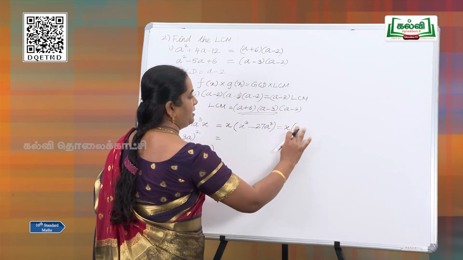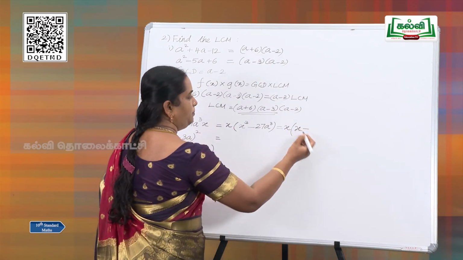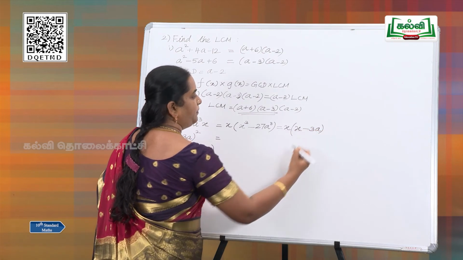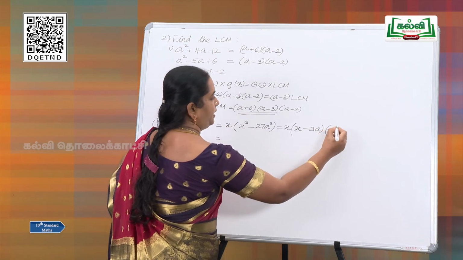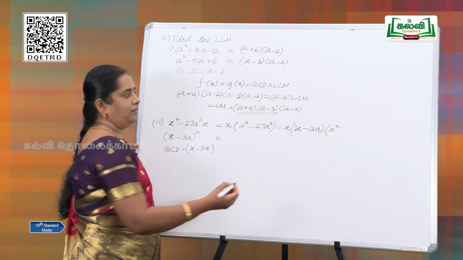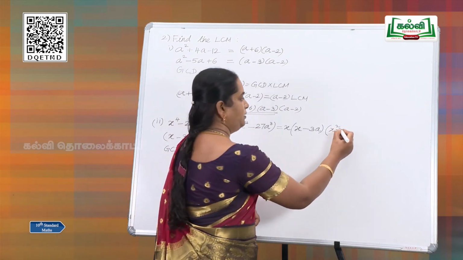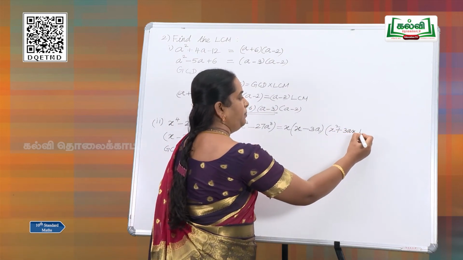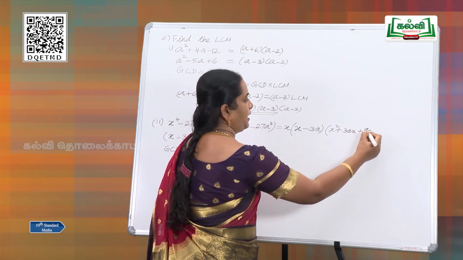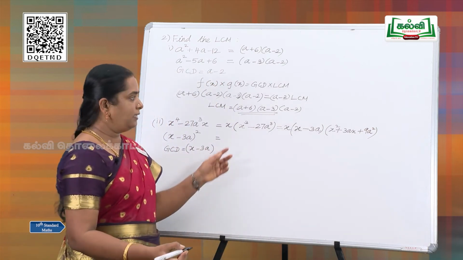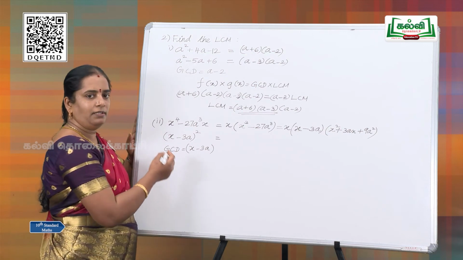So, a here is x, minus b here is 3a, a minus b into a square is x square plus ab, where a is x and b is 3a, so 3ax, plus b square, b is 3a, so 3a the whole square becomes 9a square. So, these are the factors of the first polynomial f of x, and we can factorize g of x further.